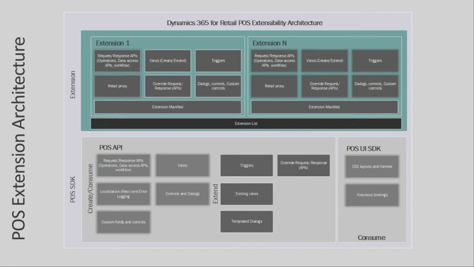Whenever POS starts, it will go and check the extension list, seeing how many extensions you have, and then it will load them. You can later say, hey, I don't want to load extension 2 and 3, I just want to load extension 1 and 5. So all of those you can do from the extension list. So this is the new POS extension architecture.